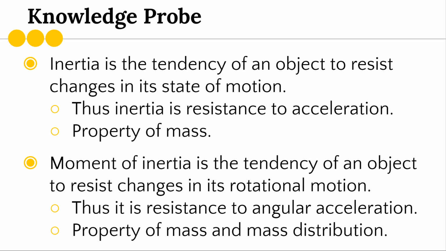which means we're resisting acceleration. Moment of inertia, on the other hand, is the tendency of an object to resist changes in its rotational motion. When we talked about inertia previously, we were focused primarily on translational motion and resistance to moving, like across the floor, for example. With this unit, we're obviously talking about rotation, and so objects also have a resistance to being rotated, or rotational acceleration. Thus it is resistance to angular acceleration. It is a property of mass and mass distribution. And you're going to be investigating this in the lab today as well.